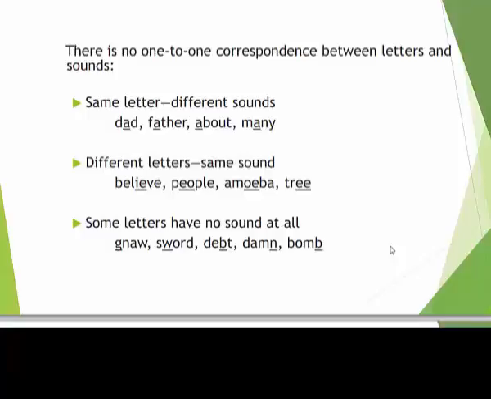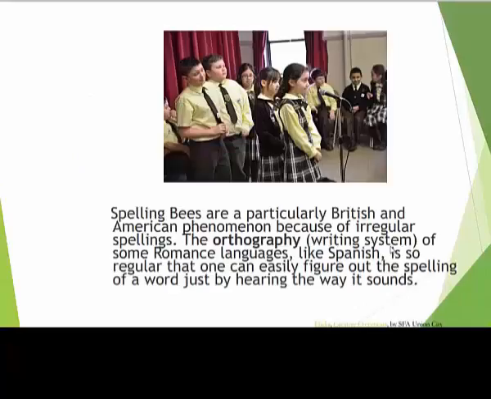So we can say that there is no one-to-one correspondence between the symbol or the letter and the sound that it represents. In some cases, the same letter, like A, represents totally different sounds, like dad, father, about, and many. Or different letters can represent the same sound, as in believe, people, amoeba, and tree. And some letters don't have any sound at all. It turns out that some of these used to be pronounced, but we no longer pronounce them. In other languages, aside from English, like Spanish, there is actually a better correspondence between sound and symbol. And so the cultural phenomenon of spelling bees is not really a part of their cultural tradition as it is in English.